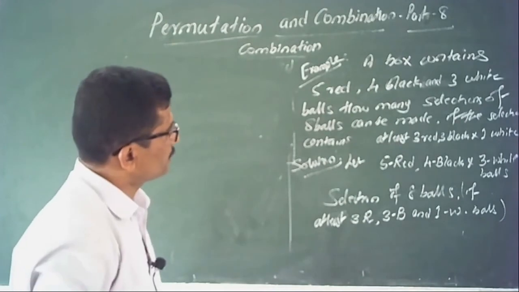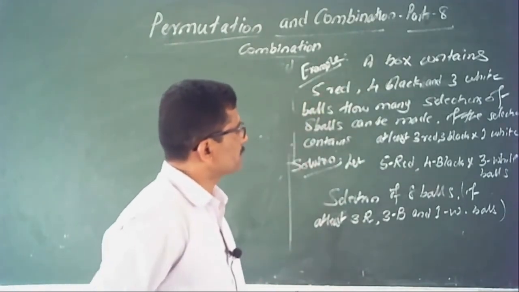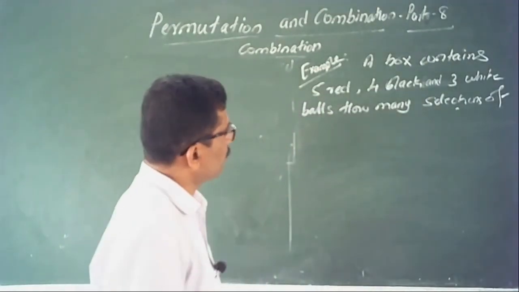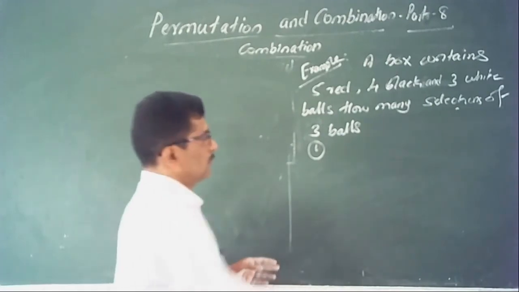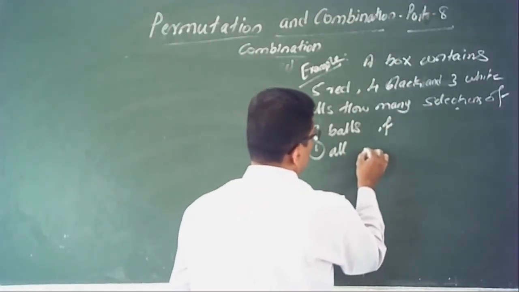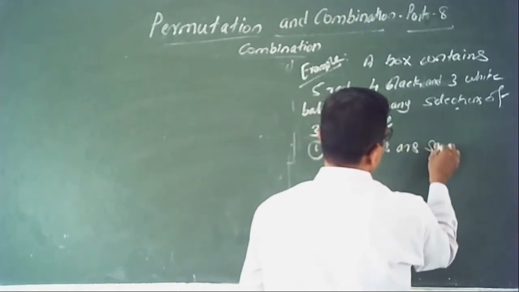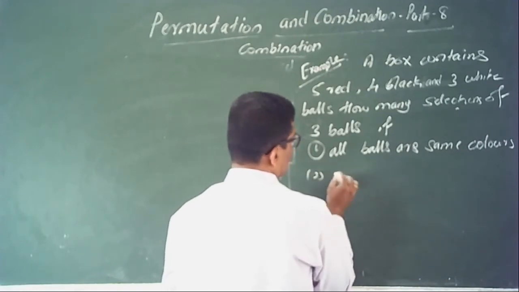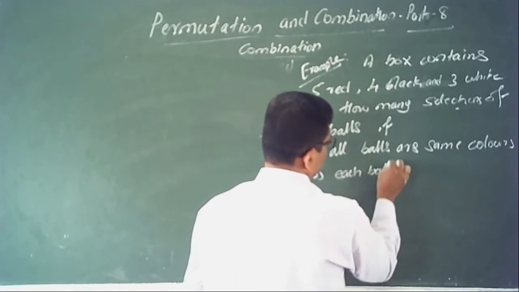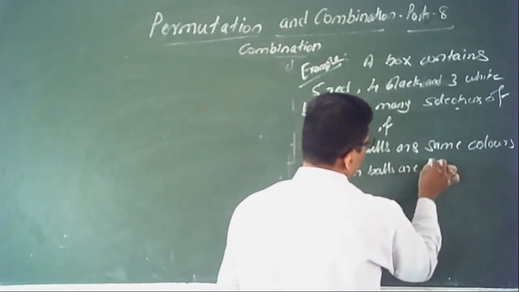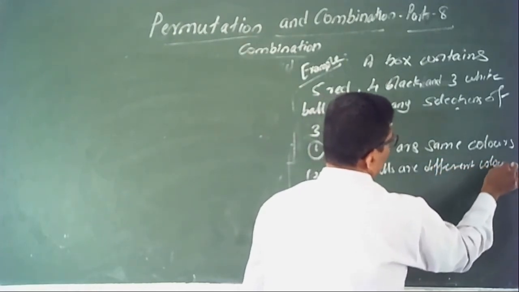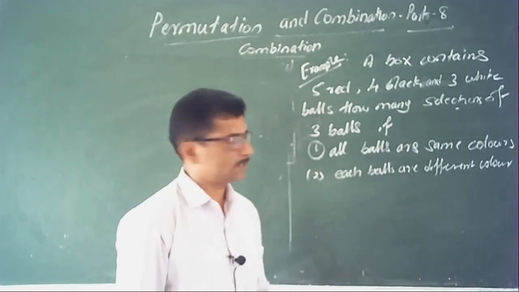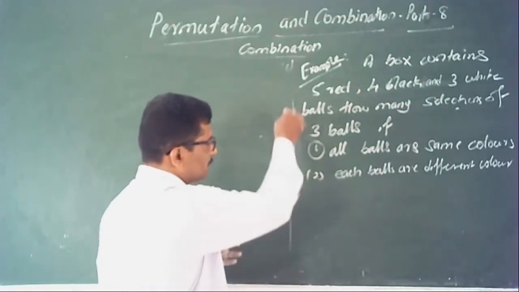Suppose the same questions are asked for knowledge. A box contains 5 red, 4 black, 3 white balls. How many selections of 3 balls are there if the condition is all balls are the same color? Second one is each ball is a different color. How many selections of 3 balls? All 3 balls are the same color, or each ball is a different color. These are the very simple questions.